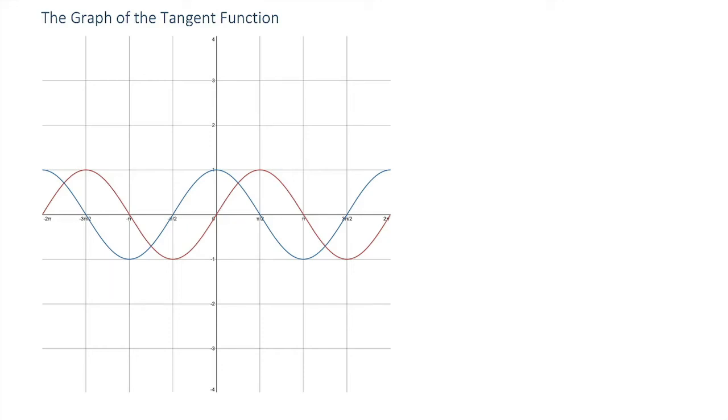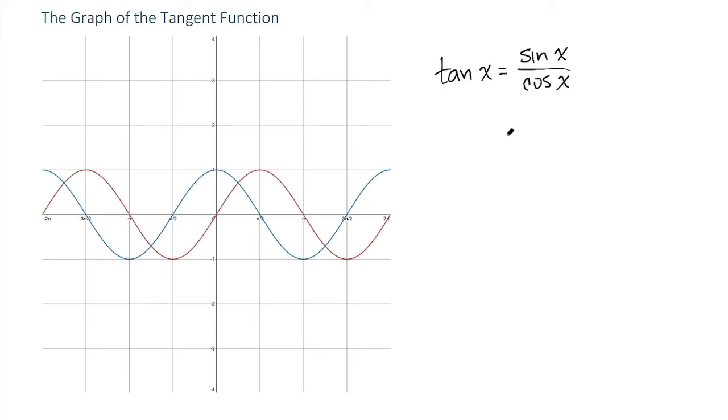To graph the tangent function, we need to look at the graphs of the sine and the cosine function. So here we have the sine function in red, and we have the cosine function in blue. We need these because the tangent is equal to the sine divided by the cosine.